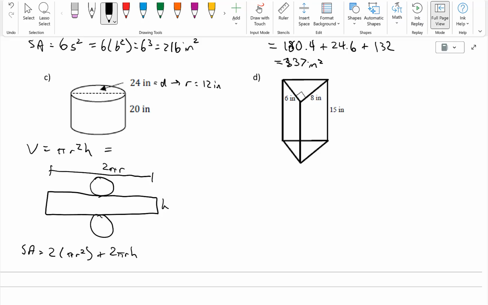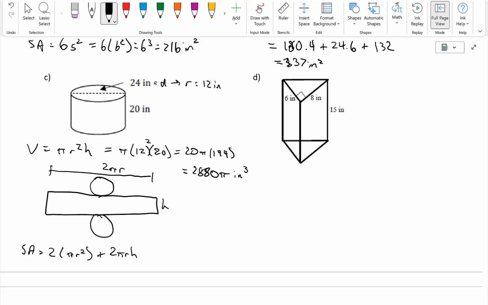So if we do our volume, we need our height and we need our radius. So we've got a pi times 12 times 20. And that 12 needs to be squared. So we get a 20 pi times, let's say 12 squared was 144. We're just multiplying by 2. So we get a 288 and a 0. So 2880 pi inches cubed.